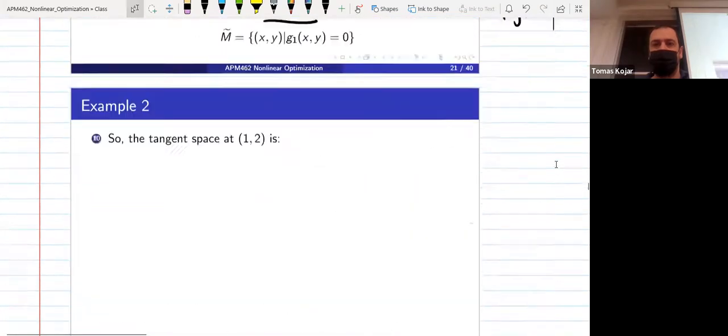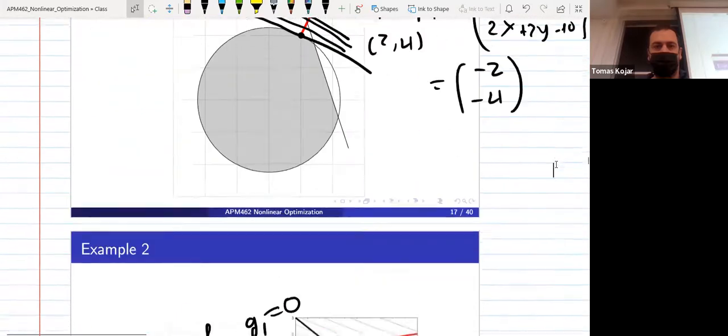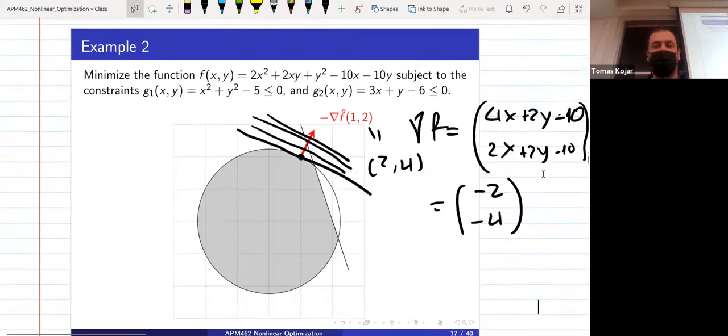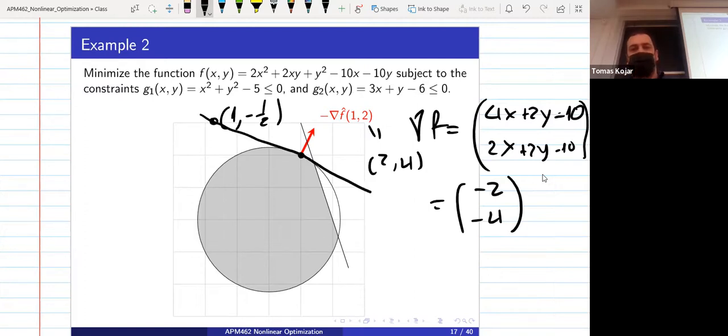Let's go back to the picture. So what was it? 1, minus a half. So it's like over here, right? And then this is the tangent space. So all these vectors over here will be in it.